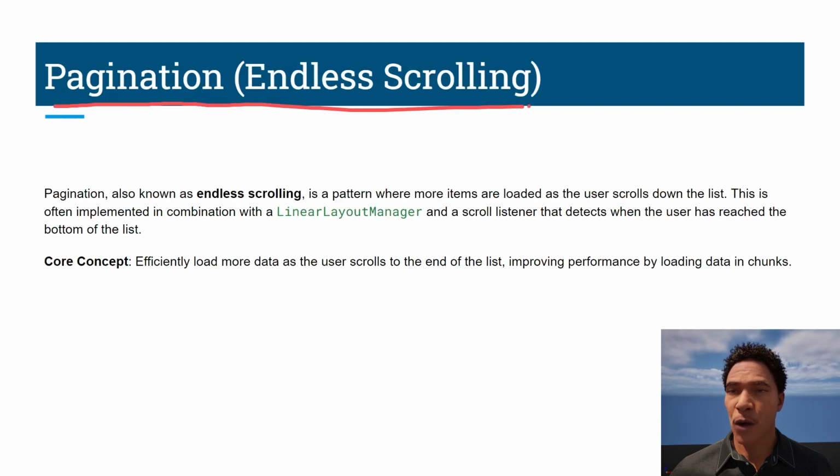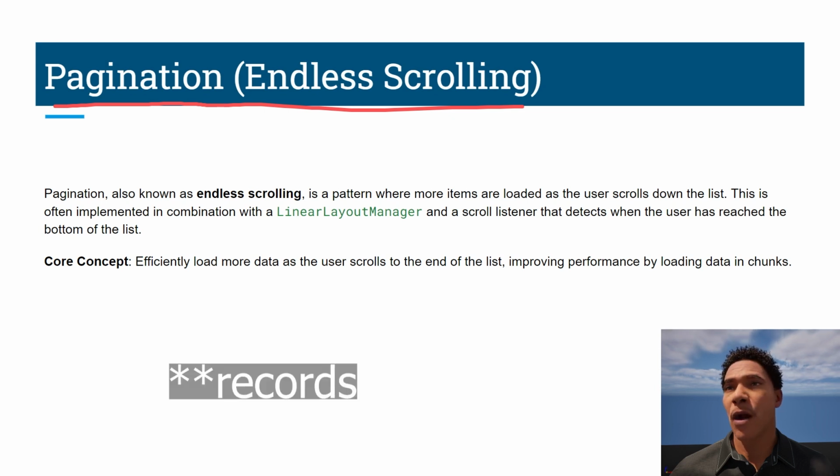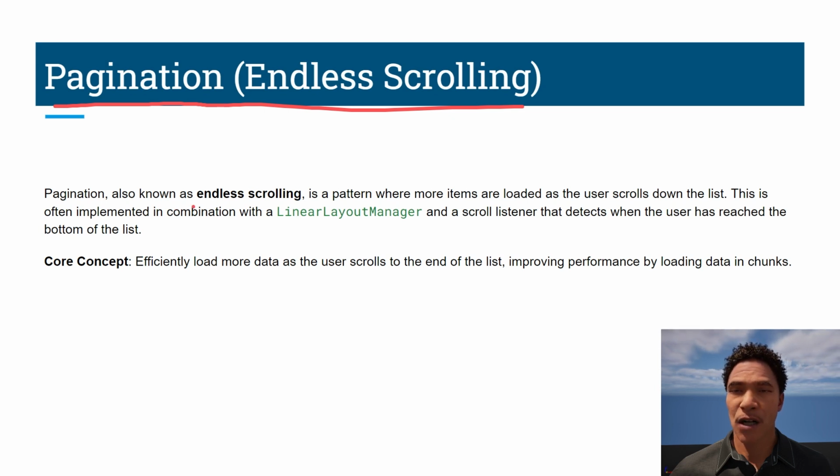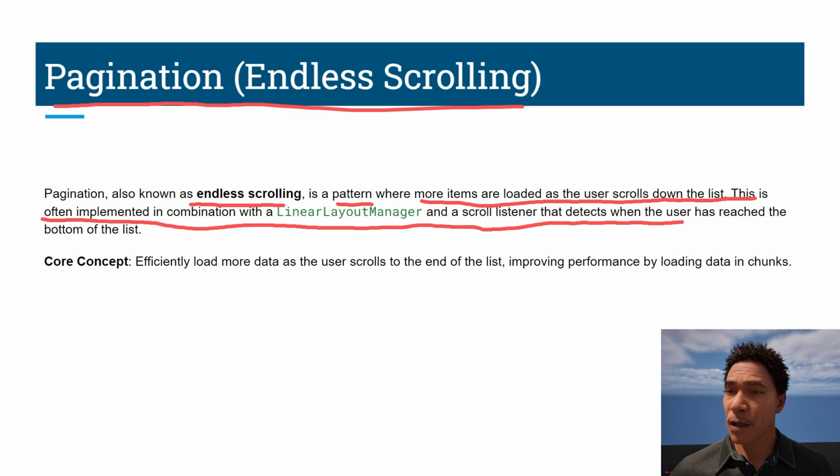Pagination, endless scrolling. If you have a database that has, for example, thousands or even millions of items, pagination, also known as endless scrolling, is a pattern where more items are loaded as the user scrolls down the list. This is often implemented in combination with a linear layout and a scroll listener that detects when the user has reached the bottom of the list. So you can repopulate your dataset. You can communicate with your database if the user scrolls until the end, and you can repopulate, reconnect and rebuild all the wireframing of the recycler view, okay?